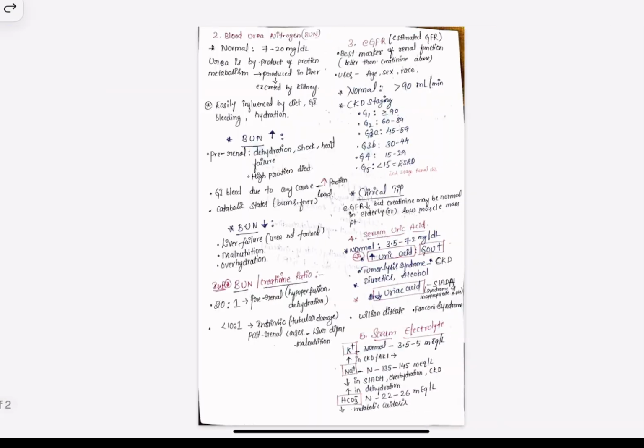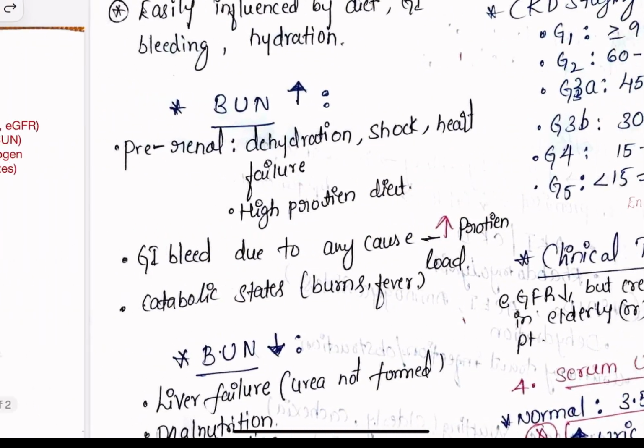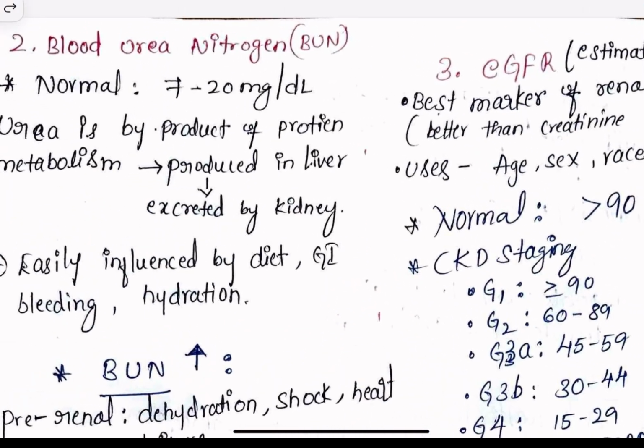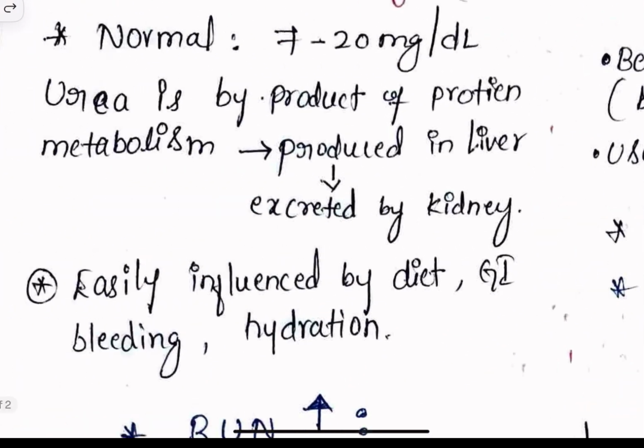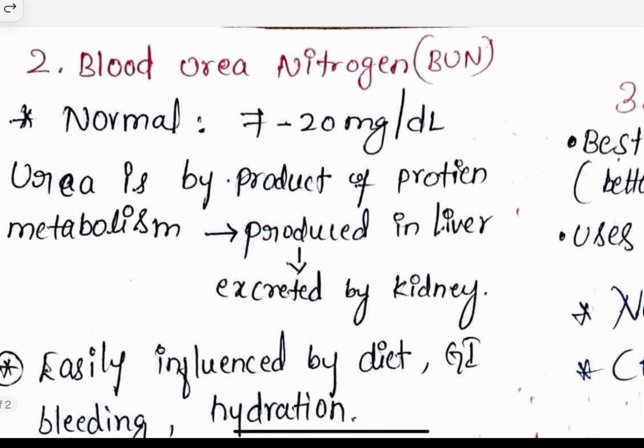So let's move to the next point, that is blood urea nitrogen. What is meant by blood urea nitrogen? The normal value for blood urea nitrogen is 7 to 20 mg per dL.